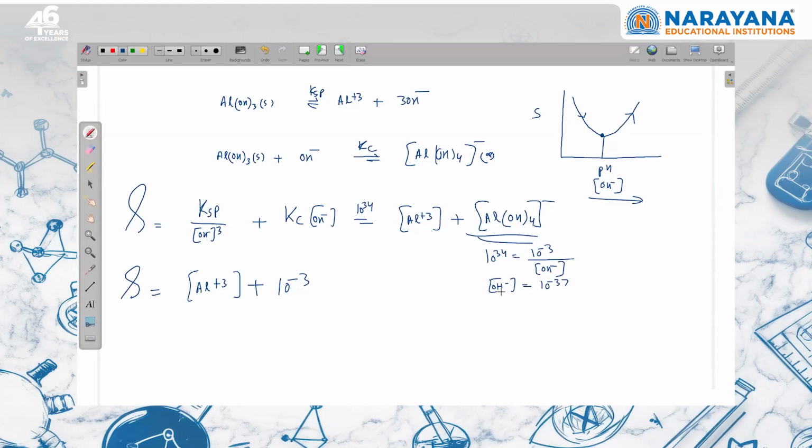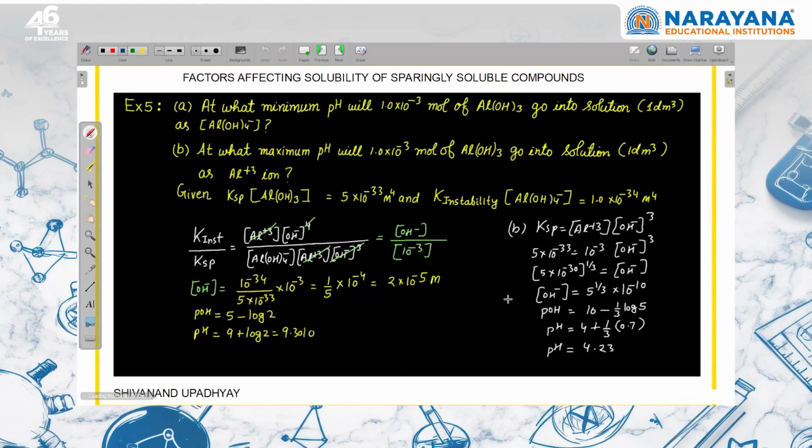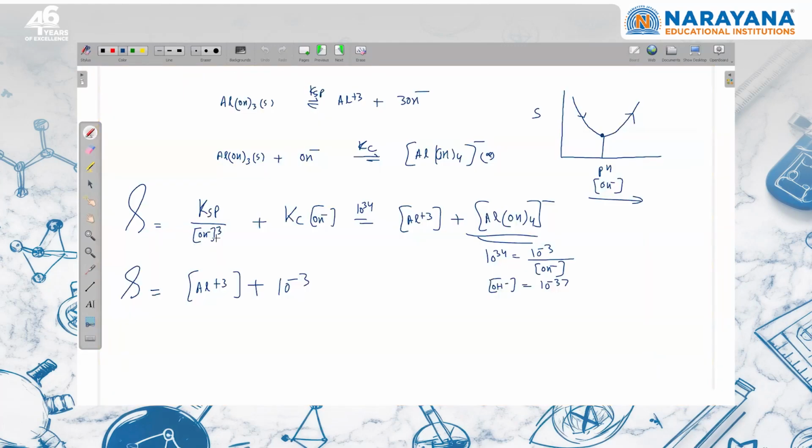So from there we'll get the pOH value. Look, have I written the pOH value correctly or did I do something wrong? What I have done is wrong: Ksp is aluminium plus 3 into OH minus, not this. We have written that instability constant is different, so I have used this data wrong.